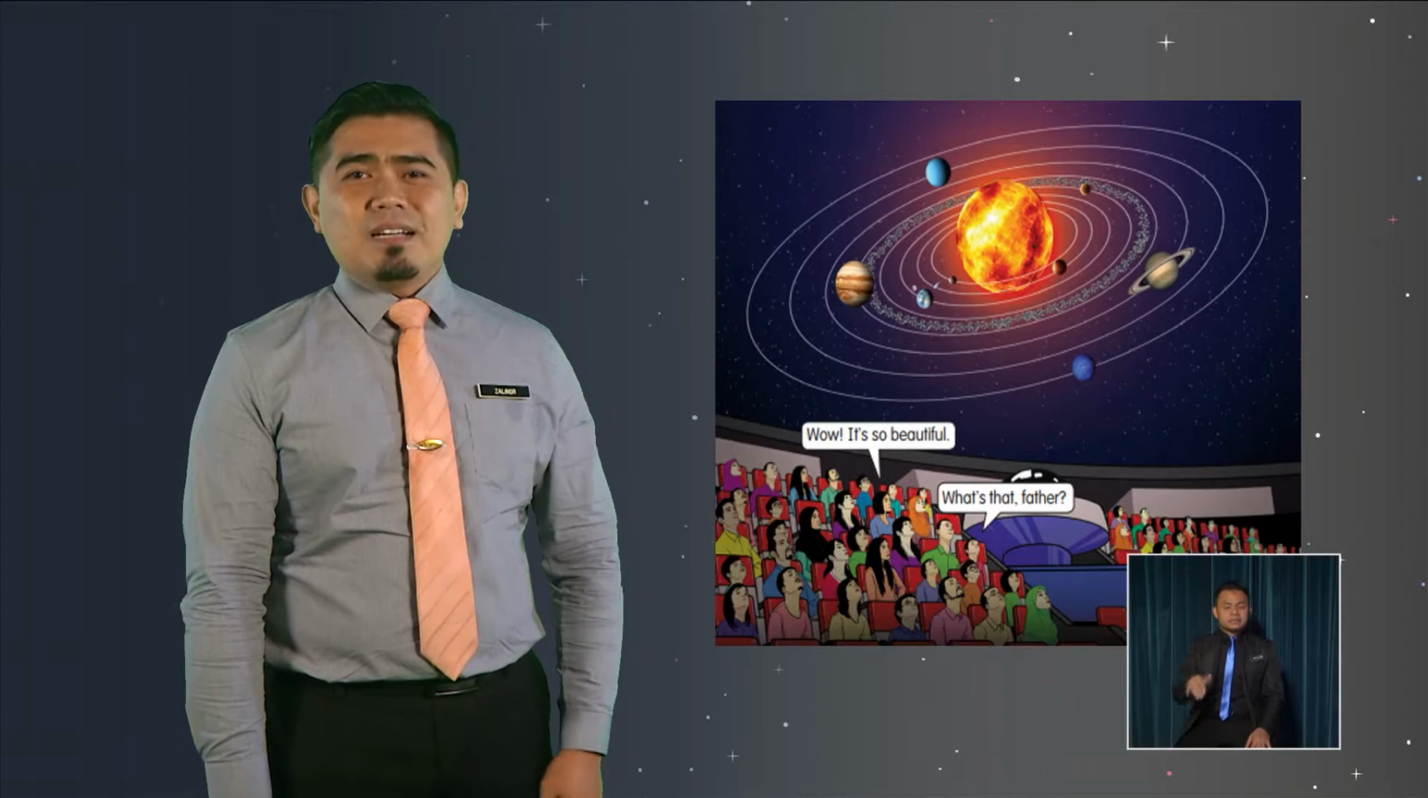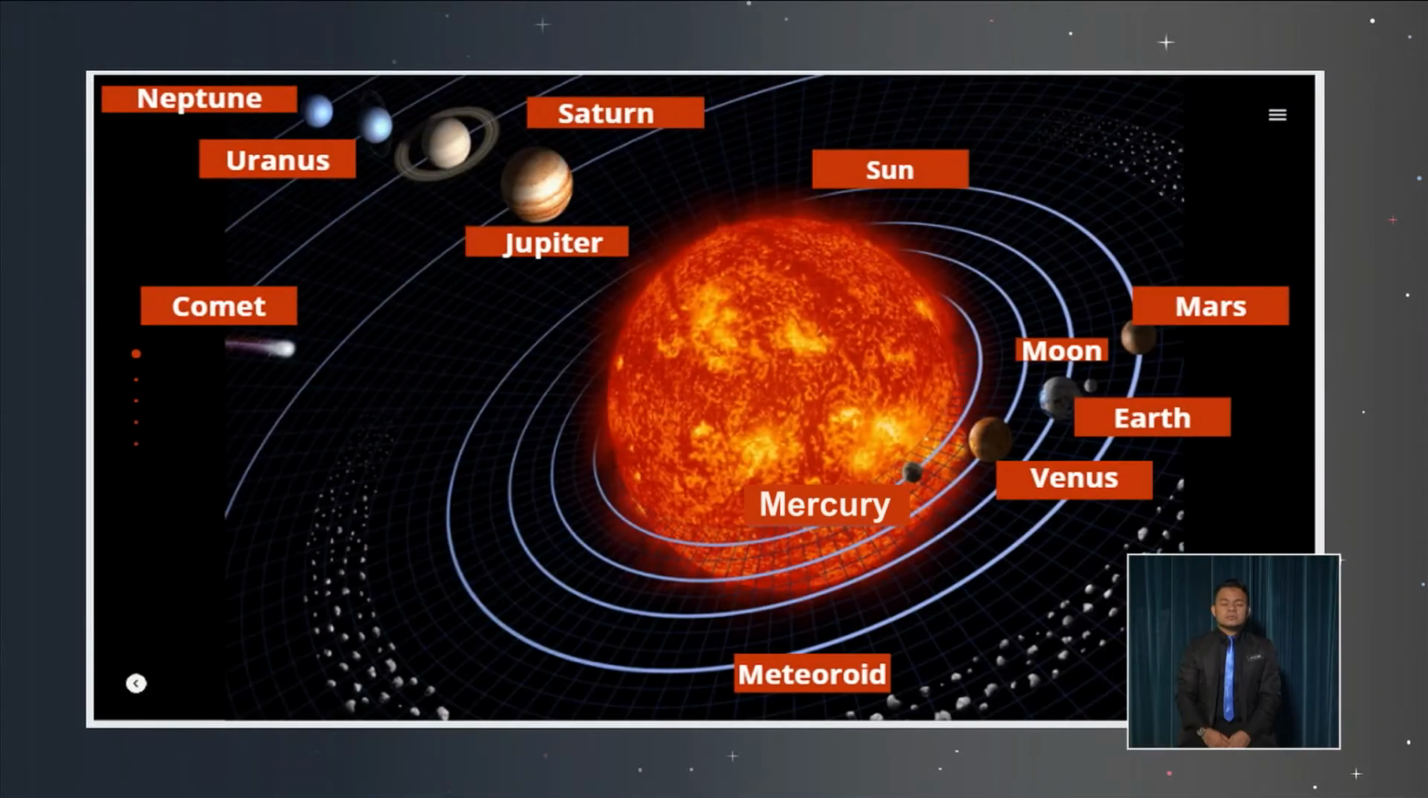Yes, you are correct. Look at this picture. What is that? Of course, that is our solar system. This is a picture of the solar system. Do you know what the solar system is? If you don't, it's okay. We are going to learn about it. Let's find out about our solar system.